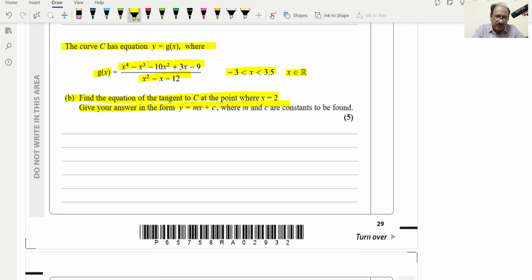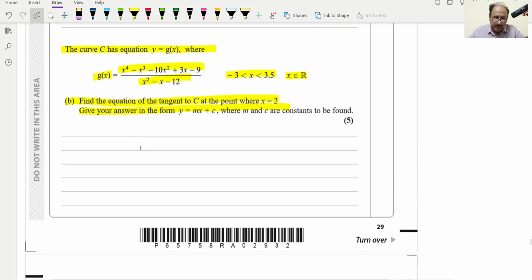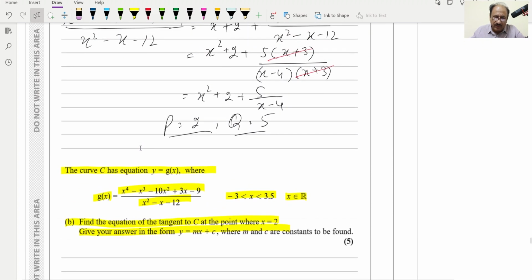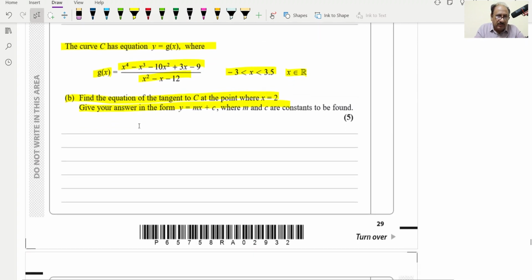So g of x we just solved, and we will be utilizing the same thing. We will take this one as our g of x. So g of x is equal to x squared plus 2 plus 5 over x minus 4. I will write it as 5 into x minus 4 raised to minus 1.